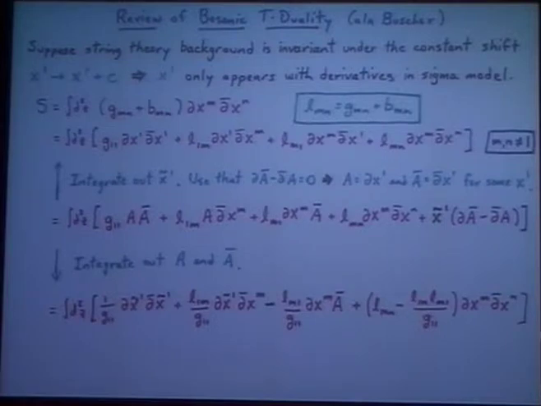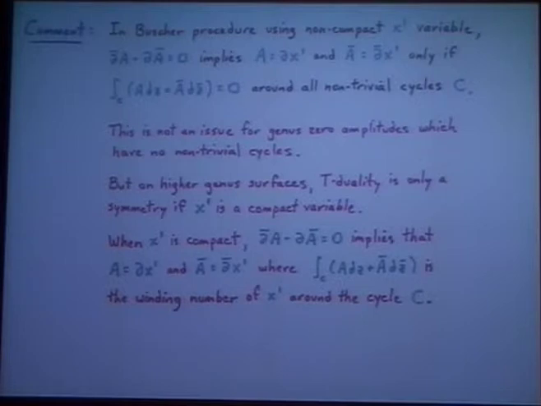Okay, now let me say something about the global obstructions to doing this. In the Buscher procedure, if the original x1 variable is non-compact, then locally, d-bar A minus d A-bar equals 0 implies that A is dx and A-bar is d-bar x. But suppose you have some non-trivial cycle on the worldsheet and this contour integral is non-vanishing. Then it does not mean that A equals dx and A-bar equals d-bar x, because if you plug this in here, you'll find that x is not single-valued when you take it around the non-trivial cycle.